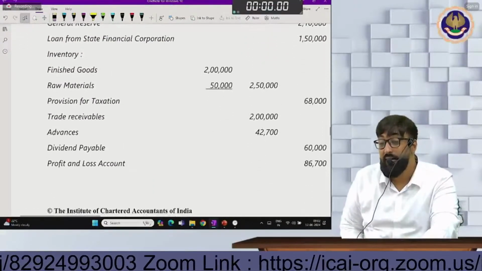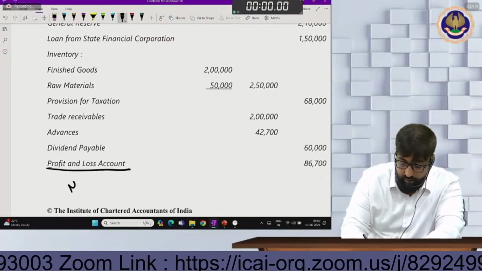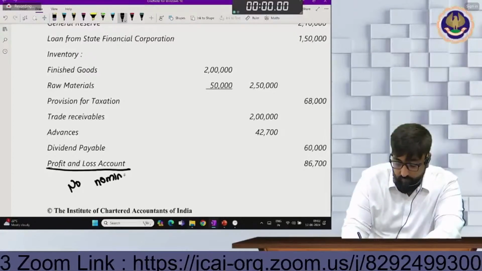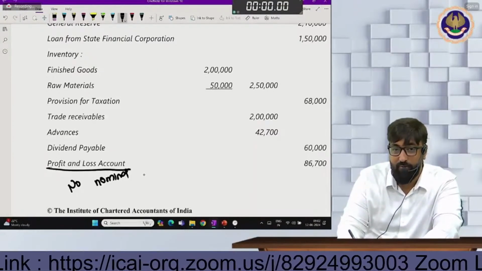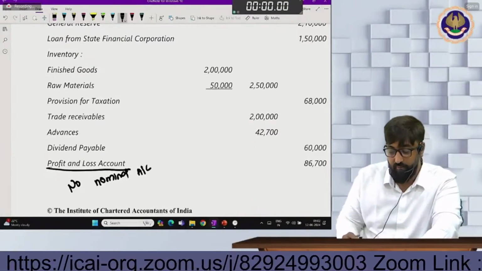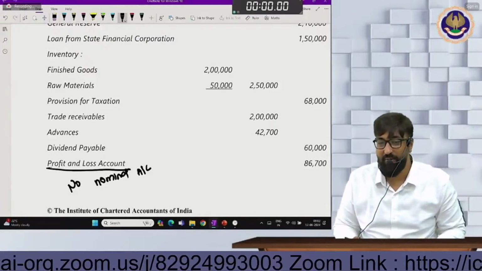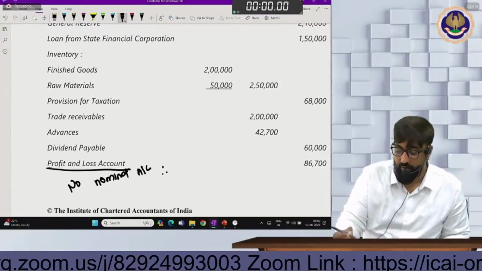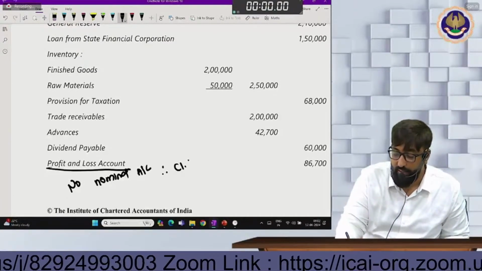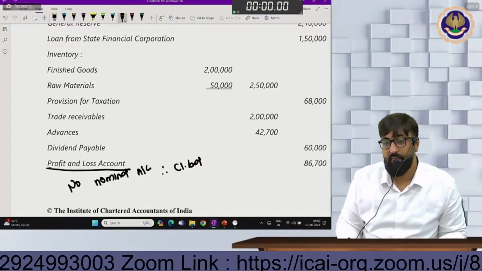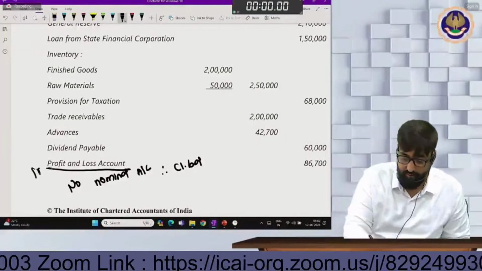See, in this trial balance, there is no nominal account. Correct, beta? Shayanto? Yes, sir. As you feel, no nominal account. Therefore, closing balance for profit and loss account. This is IMP.